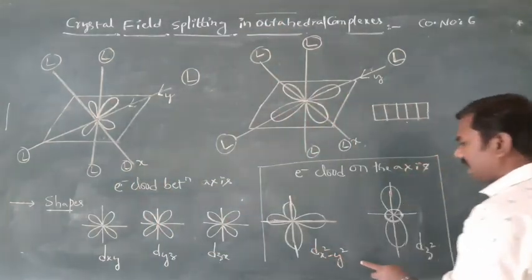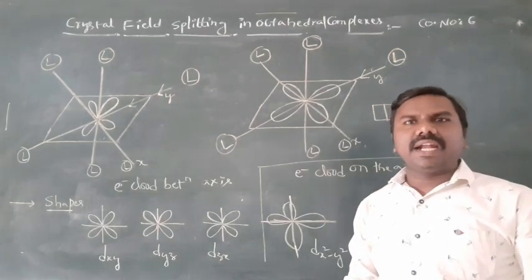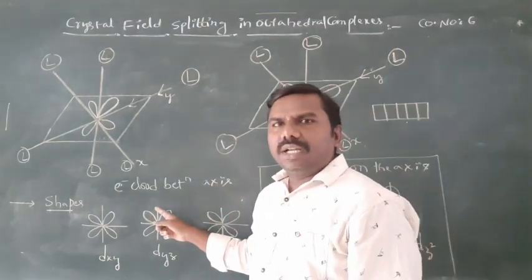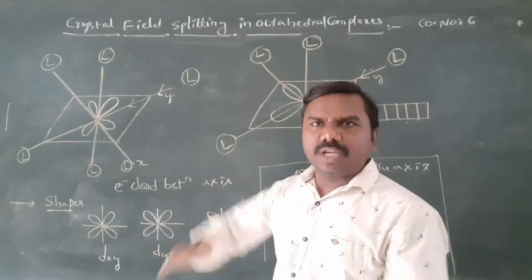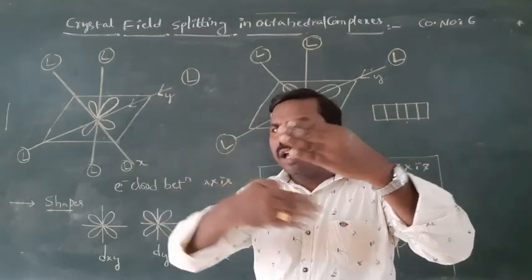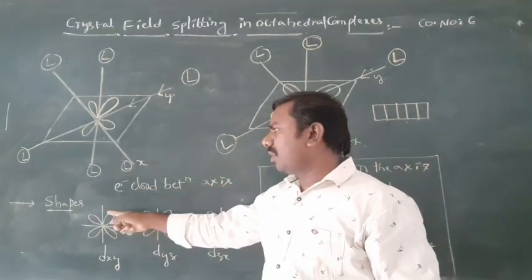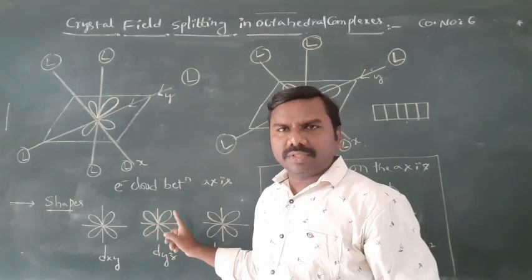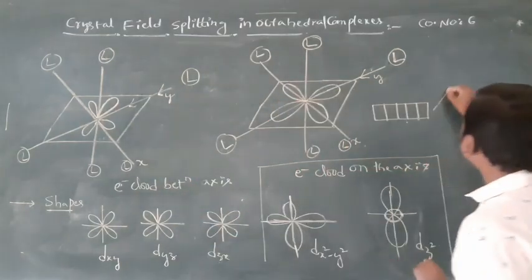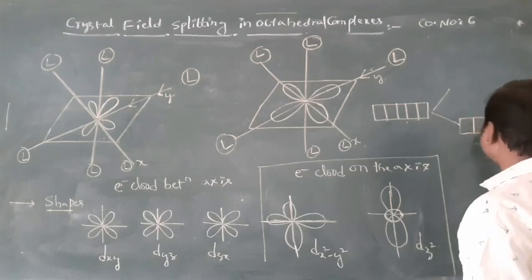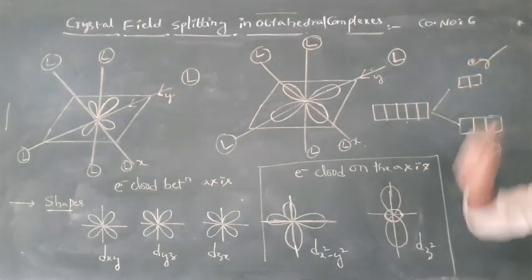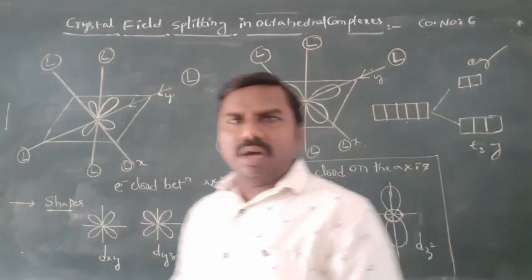Repulsions are more in dx square minus y square and dz square because the ligand and electron cloud direction are the same, giving more repulsions. And here dxy, yz, zx, the t2g orbitals, are in lower energy because the electron cloud direction and the ligand approaching direction are different, since the electron cloud is in between the axis. Because of that, less repulsions, low energy. The t2g 3 orbitals are lower and the eg higher. Clear it is? So I'll write the reason now here.